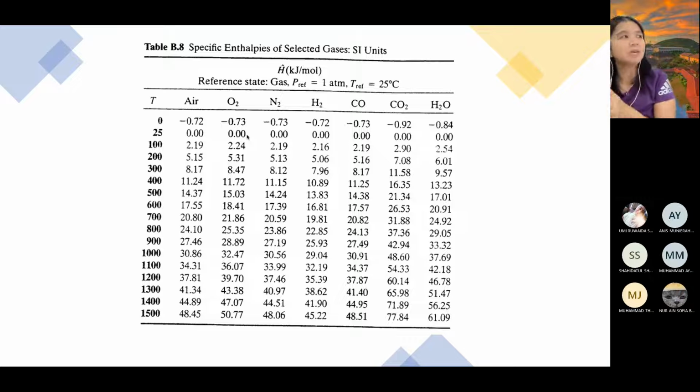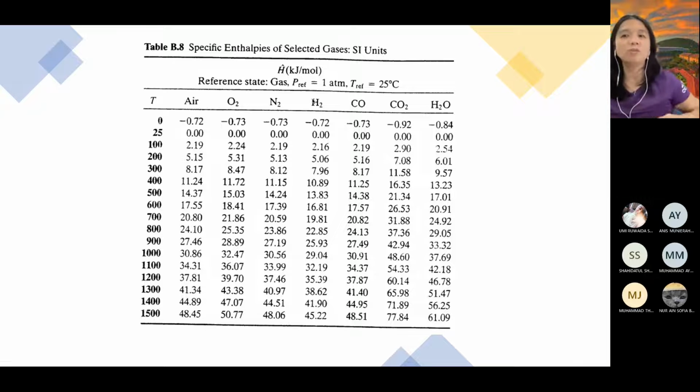Tetapi, kamu pula jangan lupa. Okay. If you want to use table B8, reference condition dia, nanti I will teach you about the importance of knowing reference condition. Kalau table B8, reference condition dia dah standard. Dia mesti pada 1 atm, 25 Celsius and gas phase. Betul lah, maknanya water ni kena dalam bentuk gas. Okay. Reference condition dia mesti gas phase, temperature 25 Celsius, pressure mesti 1 atm.